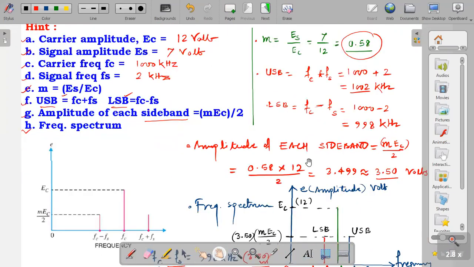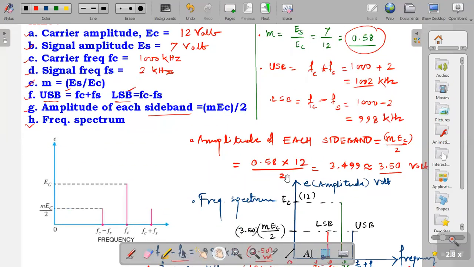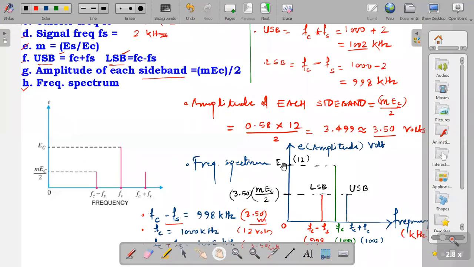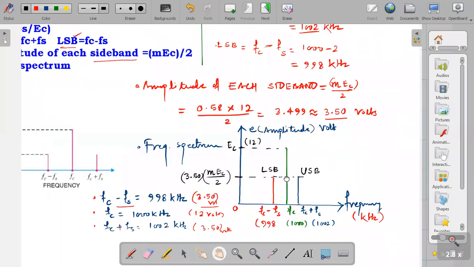Then the amplitude of each side band, that is lower side band and upper side band, is represented by MEC by 2. Put the values, do the calculation. Again, this is your answer. And then last is draw frequency spectra, and this is your frequency spectra.